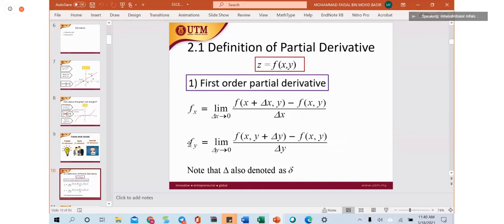So for the function differentiated with respect to y. Okay, remember this function we call z. Let's say we have z as a function of x and y. If you differentiate this function with respect to x, it means we are changing x. If you differentiate with respect to y, we are changing y. But this time x is constant. For this case, y is a constant. The delta is also denoted as increment.